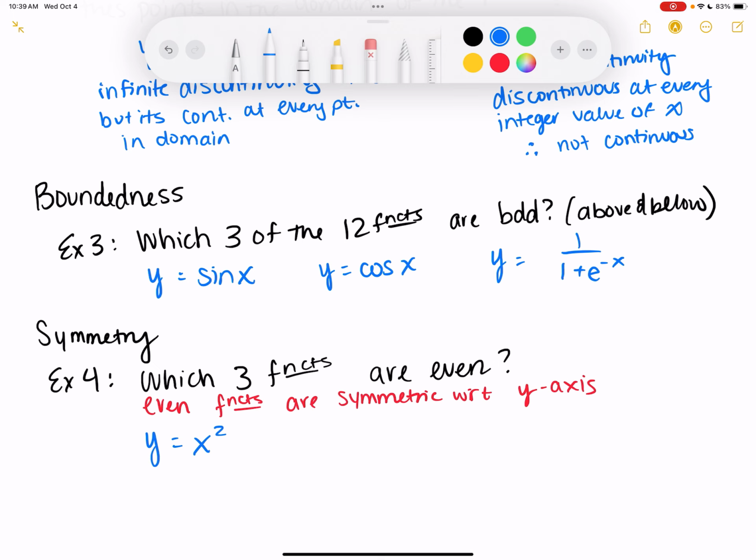Absolute value, because it's a V, does the exact same thing as the square function. So y equals the absolute value of x. And there's one more that might be a little bit less evident potentially. Cosine. Yep, cosine.